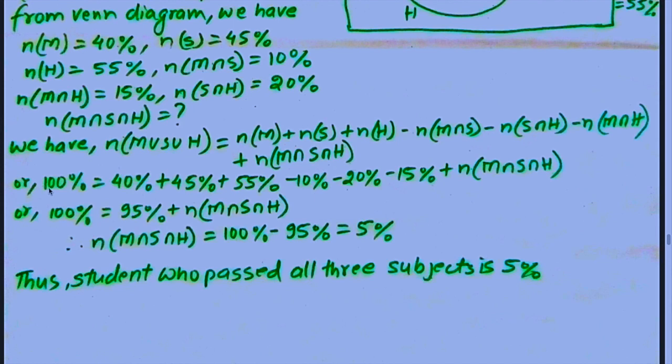Above we got 100% as there is no complement, so 100% equals 40% plus 45% plus 55%, minus M intersection S which is 10%, S intersection H which is 20%, and M intersection H which is 15%, plus the intersection of all three, M intersection S intersection H. So 100% equals 95% plus n(M intersection S intersection H). Therefore n(M intersection S intersection H) equals 100% minus 95%, which is 5%. The number of students who passed in all three subjects is 5%.